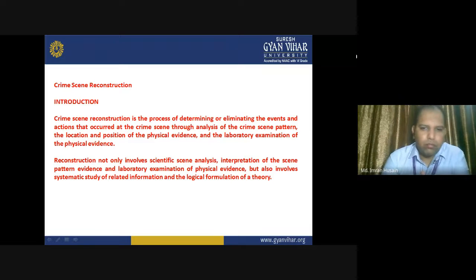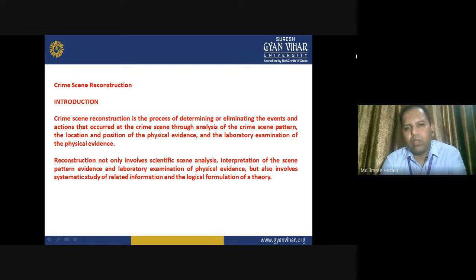After that, laboratory examination of physical evidence. But also, it is a systematic study. So, you also have to focus on what the laboratory test results are showing, and what they are concluding about your physical evidence. Every time you have to make sure that everything is up to the mark, and you have to carry out everything in a series, in a very systematic and scientific manner.